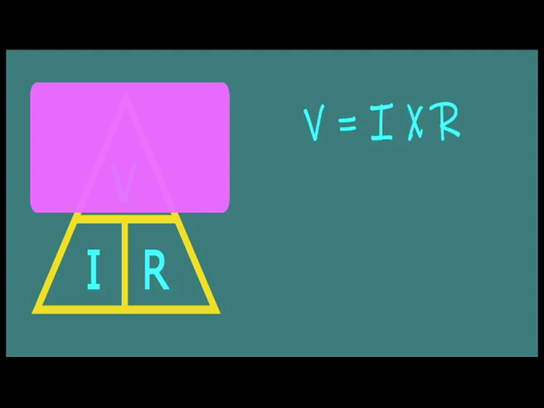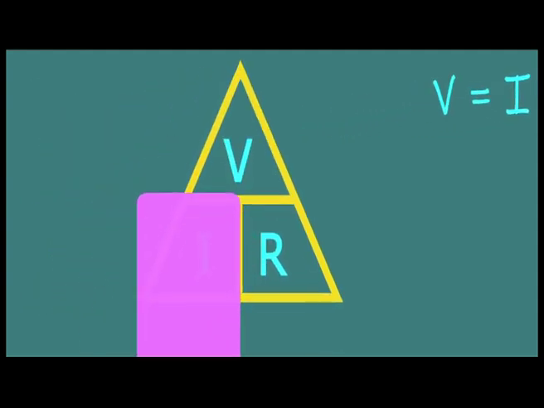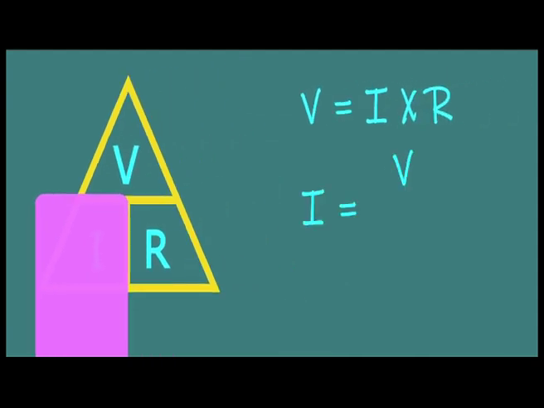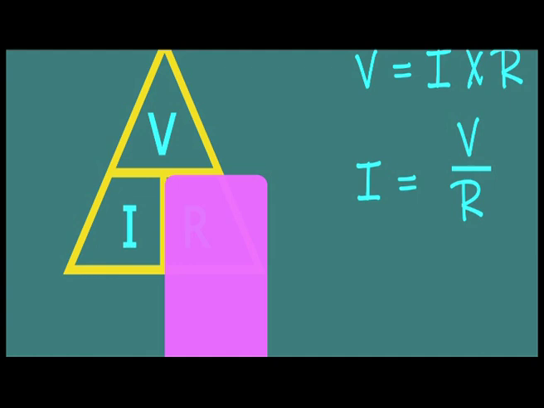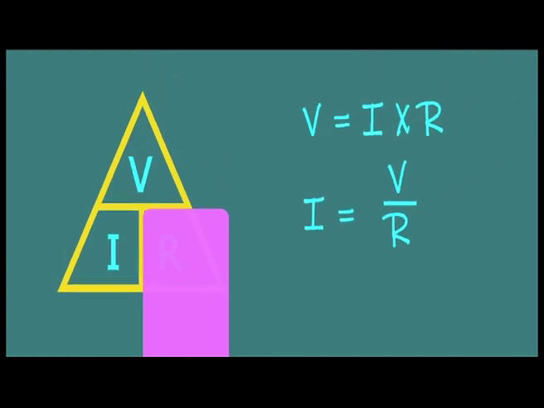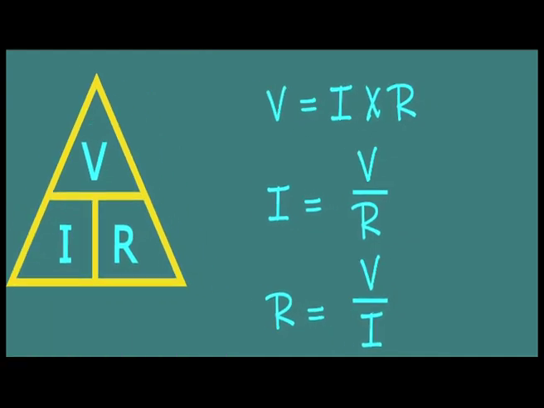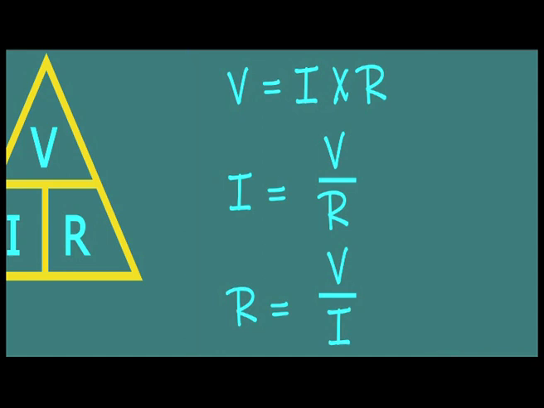Then, if we cover I, what do we see? We see V divided by R. That is, current is equal to voltage by resistance. Great. Now, let's look at the third formula. If you cover R, what do you see in the triangle? You see V divided by I. That is, resistance is equal to voltage divided by current. So these are the three important formulas we will be using in our problem solving.